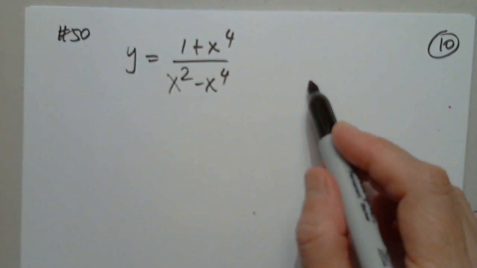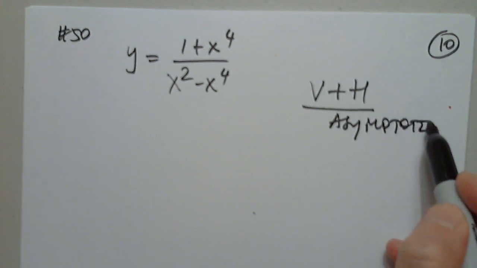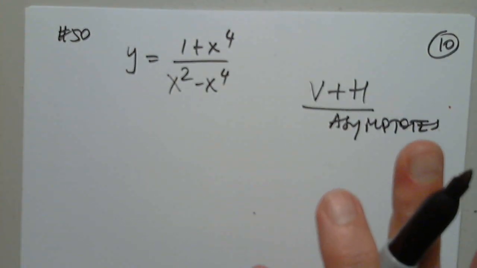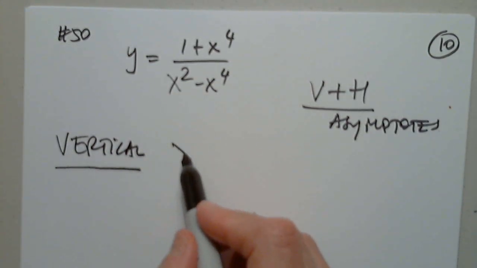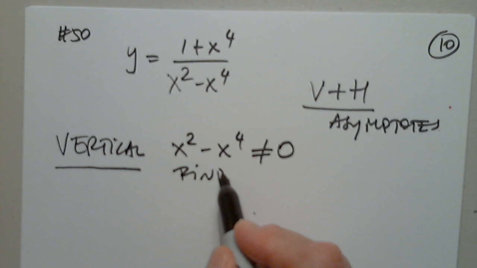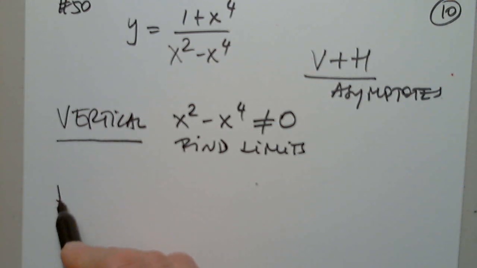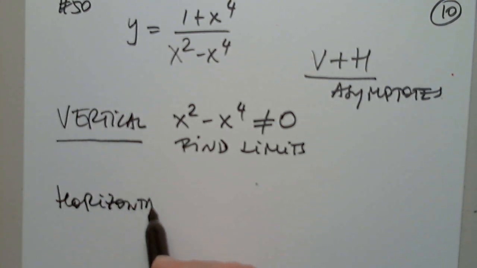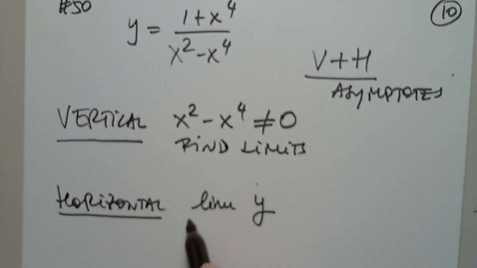Here they're asking us to find vertical plus horizontal asymptotes. Remember what happens and what we need to do. For vertical, we have to set x squared minus x to the fourth not equal to 0 and find limits. For horizontal asymptote, the only thing we have to find is the limit of y as x approaches infinity and negative infinity. This is what we need to do.